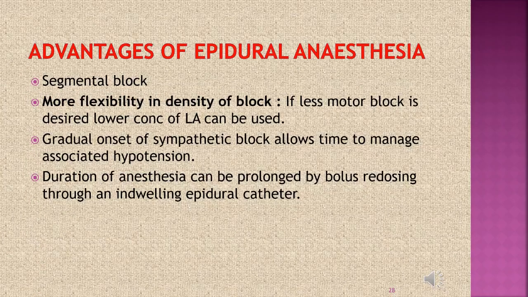What are the advantages of epidural anesthesia over subarachnoid block? It is a segmental block and there is always flexibility in the density of block. So, if less motor block is desired, a lower concentration of local anesthetic can be used. Thus, for example, in cases of walking epidural for labor analgesia, gradual onset of sympathetic block is always there. It allows time to manage associated hypotension, and the duration of anesthesia can be prolonged by bolus redosing through an indwelling epidural catheter.